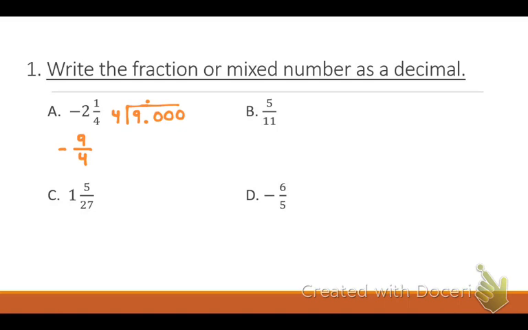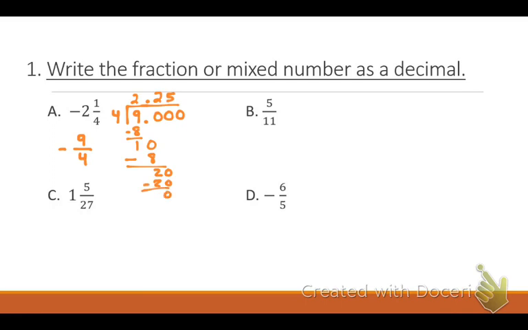And now we're just going to do our division problem like normal. 9 divided by 4? 2. 2 times 4? 9 minus 8? 1. Bring down the 0. How many times does 4 go into 10? 2 times. 2 times 4? 8. 10 minus 8? 2. Bring down the 0. How many times does 4 go into 20? 5 times. 5 times 4? 20 minus 0. Or sorry, minus 20.